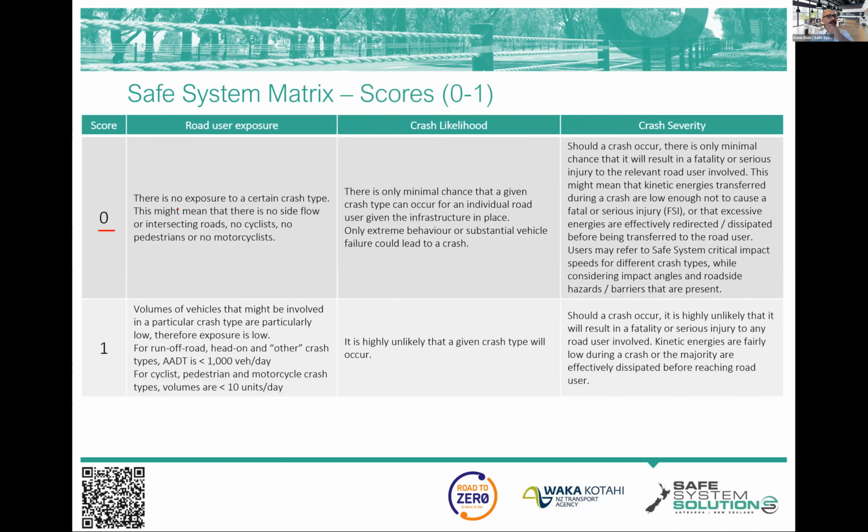So if we go back to here and look at what a 0 says, there is no exposure to a certain crash type. This might mean that there is no side flow or intersecting road, no cyclists, no pedestrians, or no motorcyclists. So literally, if you were doing a mid-block section of road, there are no intersections, your intersection exposure would be 0. Or if you were doing a motorway and cyclists were banned and you were confident cyclists weren't using this or weren't going to use this, then you could say 0 for exposure of cyclists.